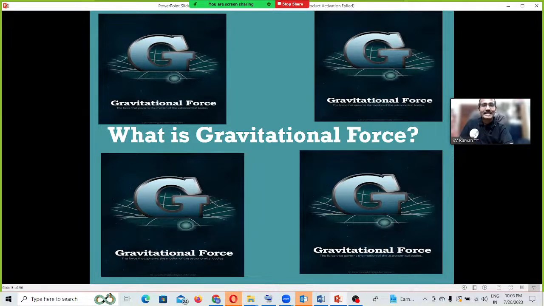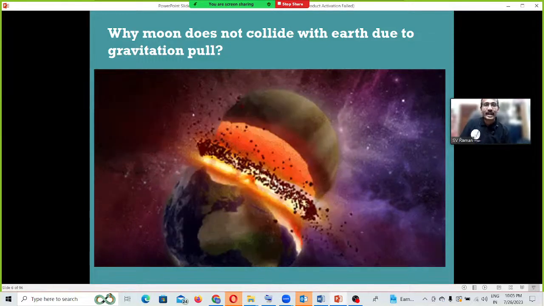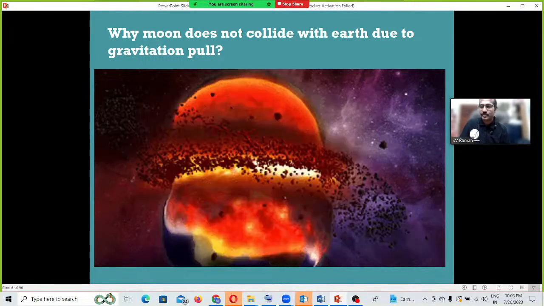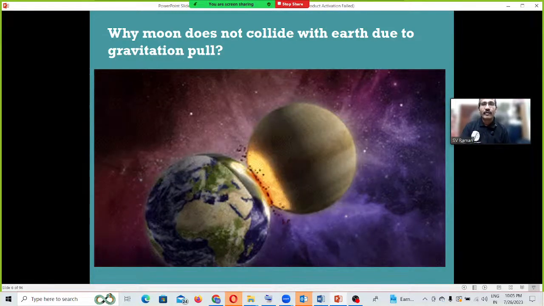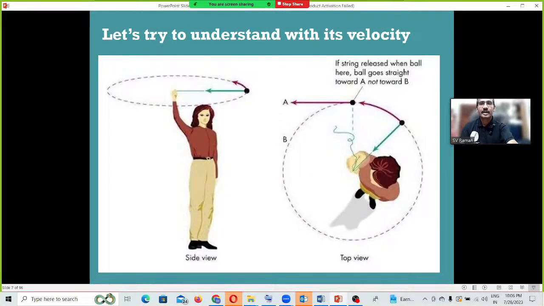So, what is gravitational force? Why is all this happening? Why does the moon not collide with the earth due to gravitational pull? Let's try to understand with velocity. Take a stone, tie it with a rope and whirl it. You can see the left hand side, which is a side view, and from the top, it is a top view.